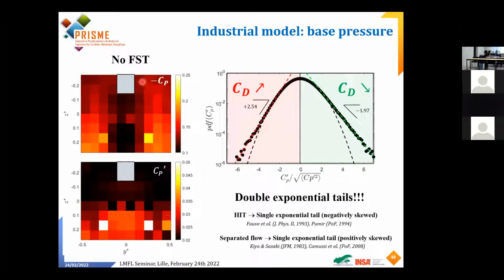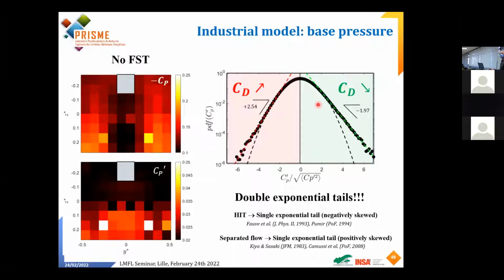If I look at very localized positions, so I will look at the pressure at that position and the same here, and I'm looking at the PDF of this pressure. You can see that, so this is the PDF of the pressure fluctuation. So it is centered on 0. And here we have double exponential tails, which was very surprising for me. In fact, I've never seen this before, but maybe we can discuss this.